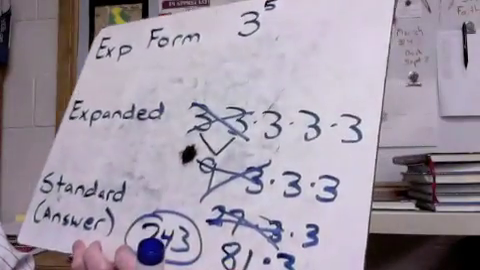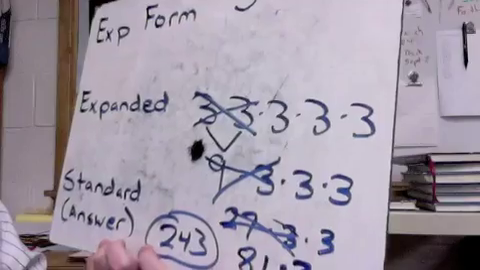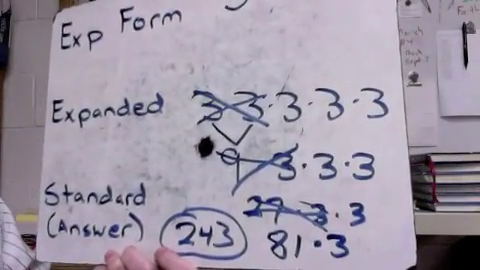You don't have to do that in your head like I just did. I mean, you can, but I'm just showing that that's what it would be when you multiplied it all out. So 243 would be your answer for standard form.